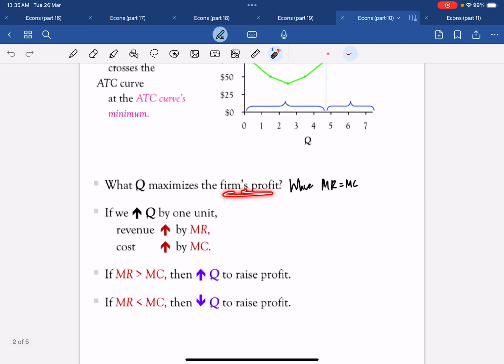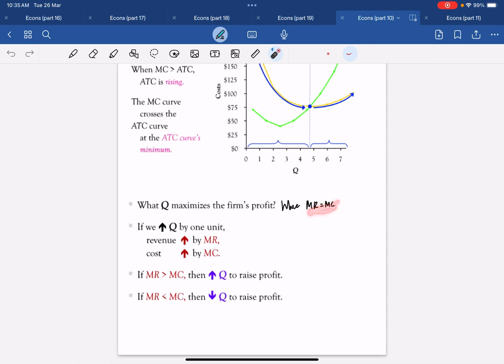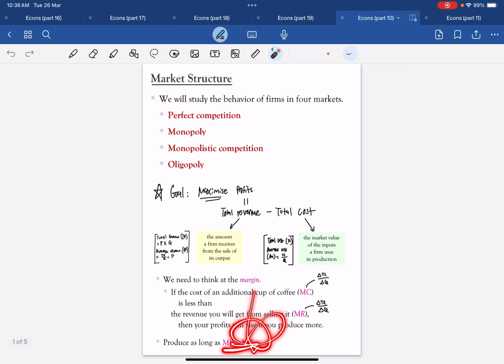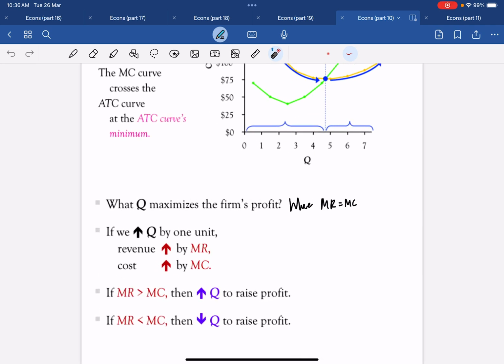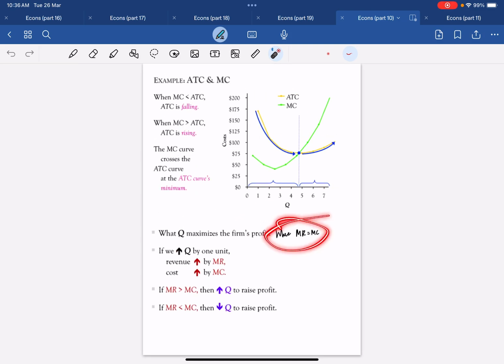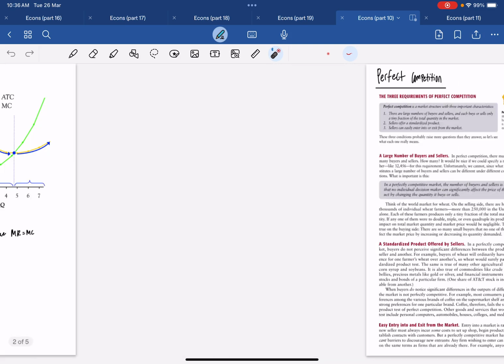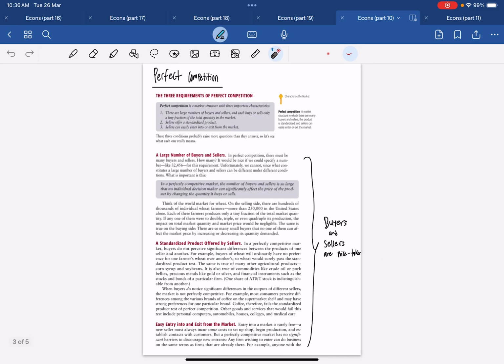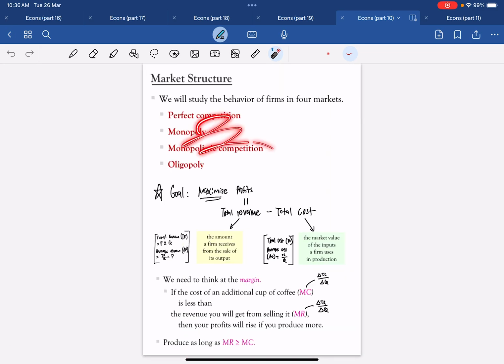And to maximize profit is when MR equals MC. As seen from this, you produce as long as MR is larger than or equal to MC. If we increase the quantity by 1 unit, the revenue will increase by MR, and the cost will increase by MC. So if your MR is larger than MC, then you will keep raising quantity to raise profits, and if it's less, then you decrease quantity to raise profits. So you only maximize profit in the condition where MR equals MC. That's for the profits of a firm, which holds true for all these firms.